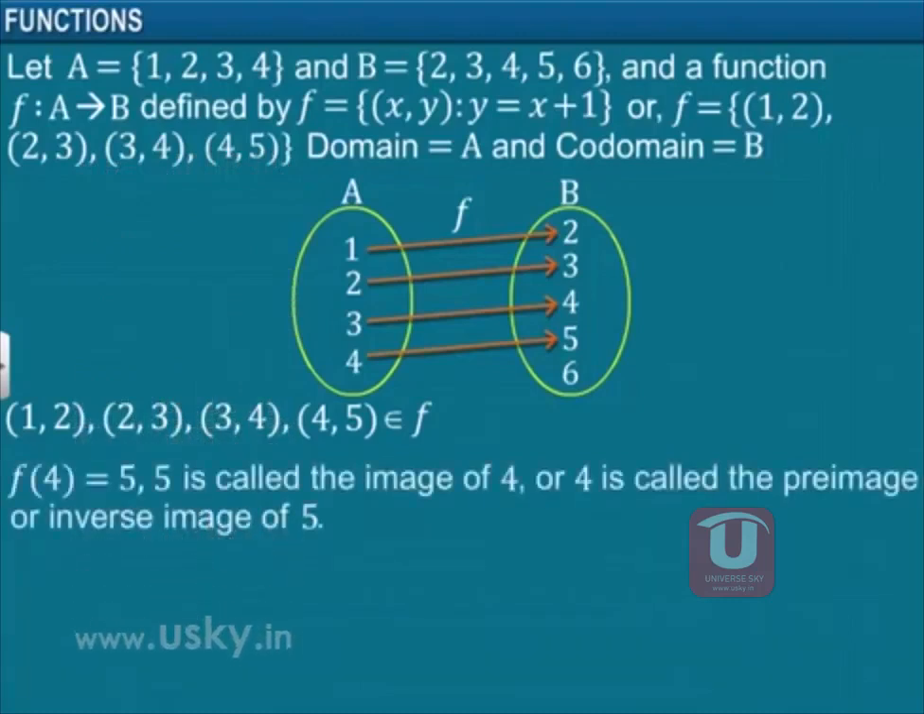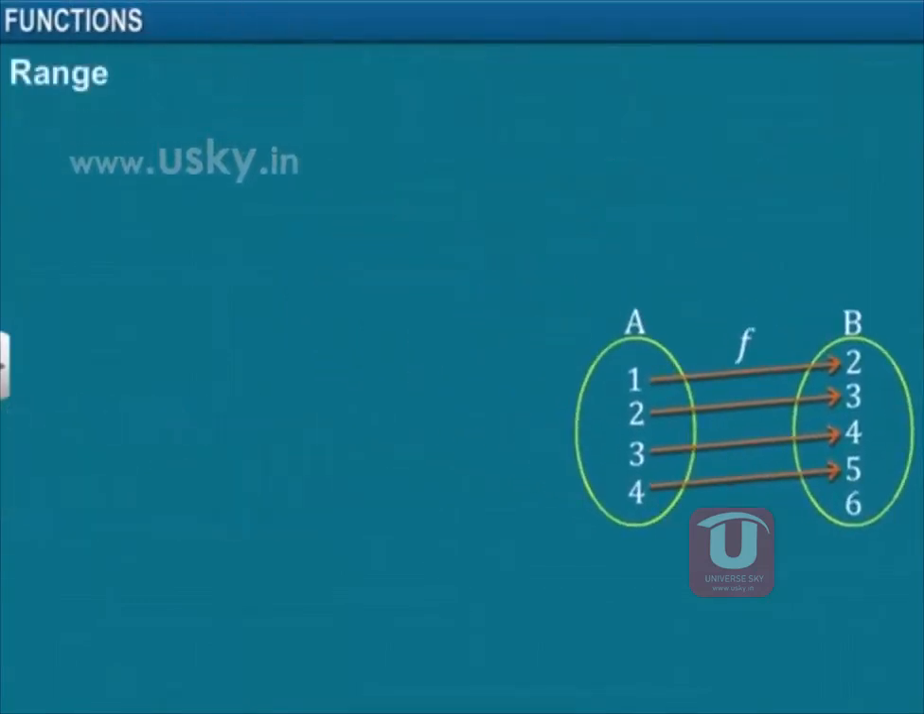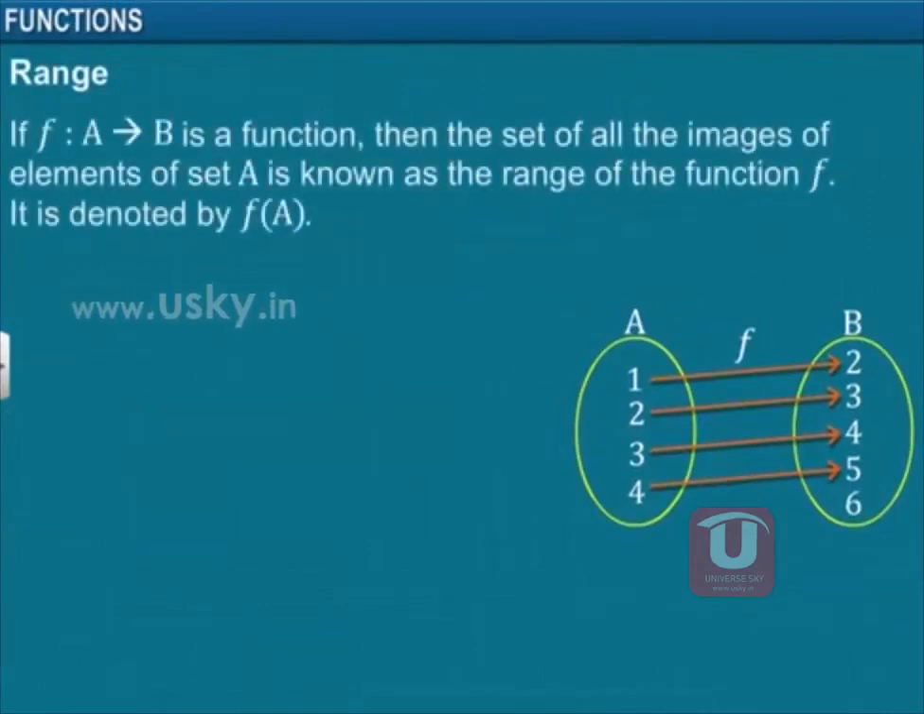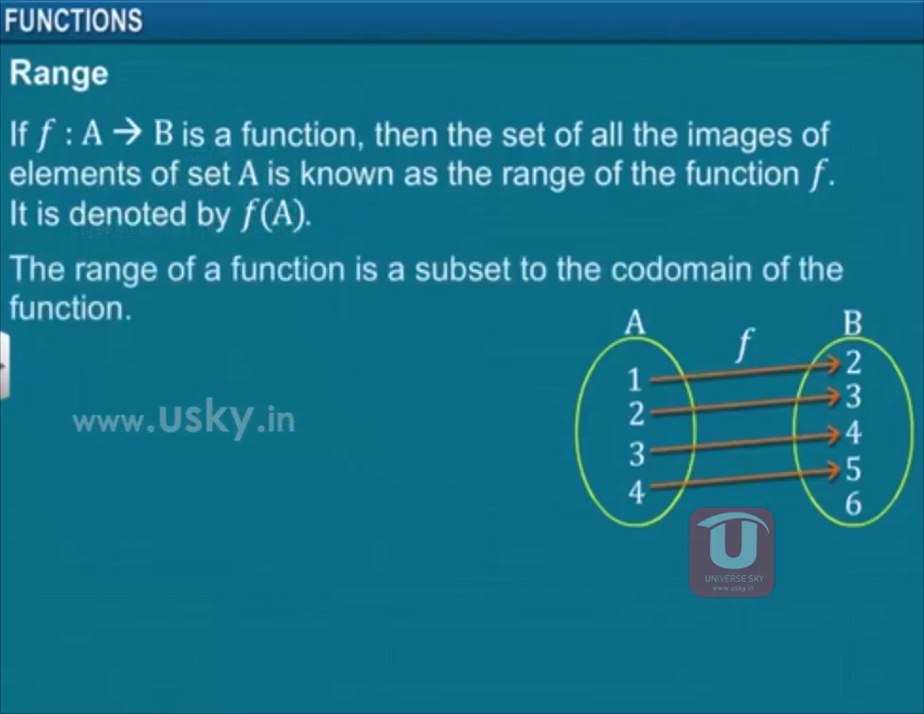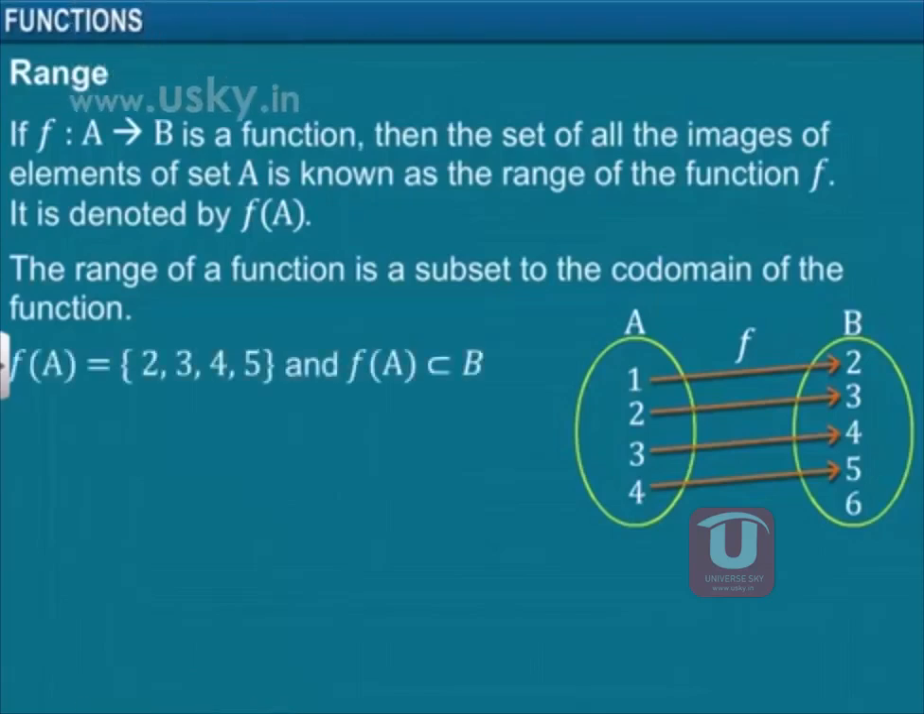Let us now define the range of a function. If f is a function from A to B, then the set of all images of elements of set A is known as the range of function f. It is denoted by f(A). As you know, the range of a function is a subset of the codomain of the function. The range of f is the set having the elements 2, 3, 4, and 5. And f(A) is a subset of B.